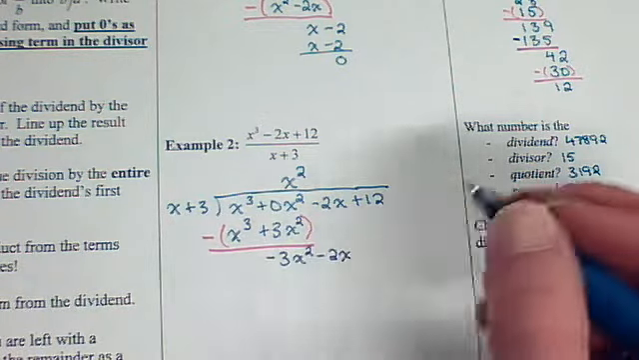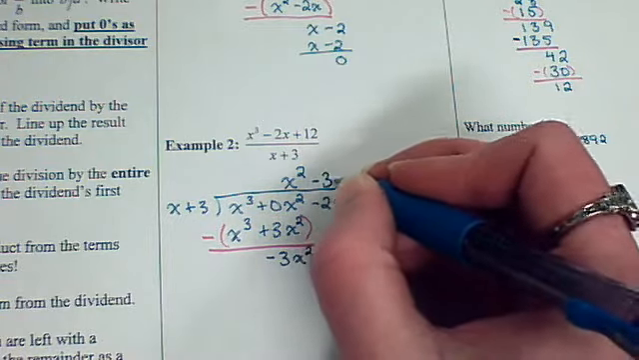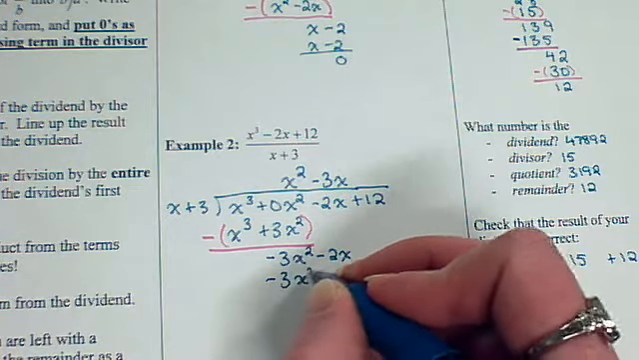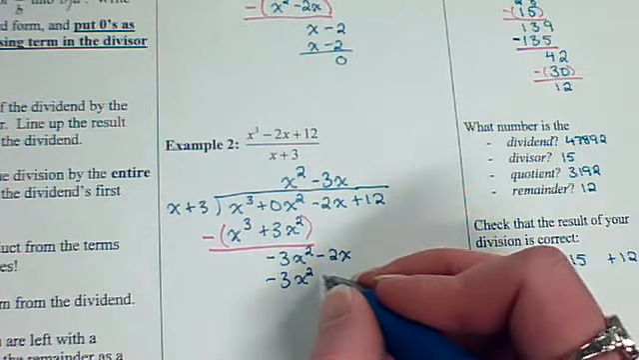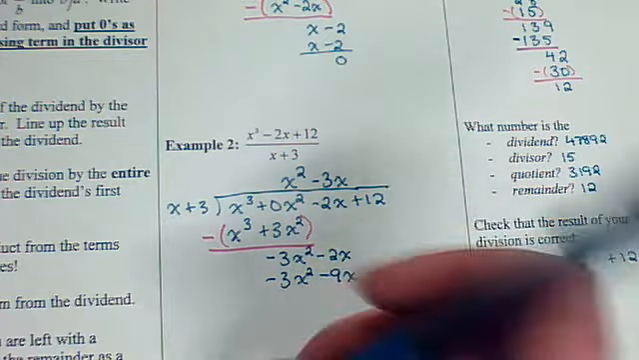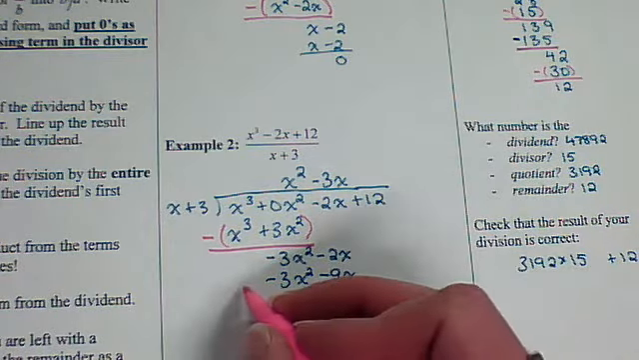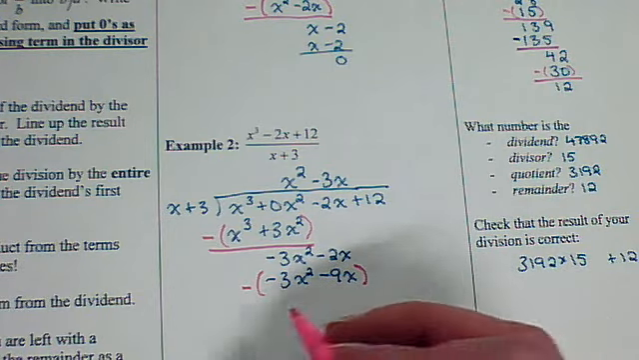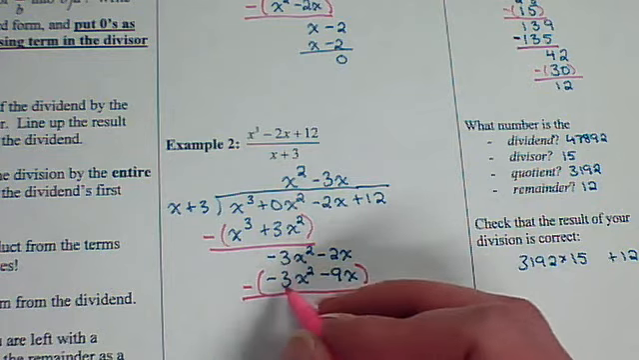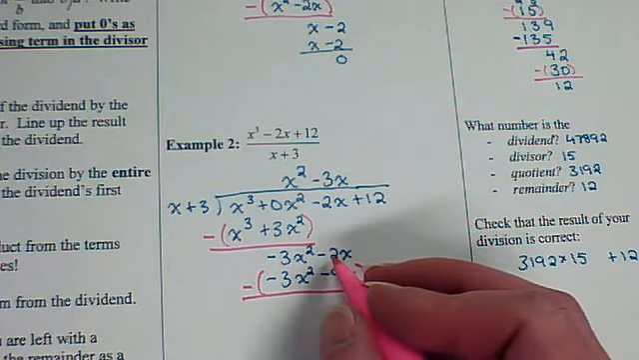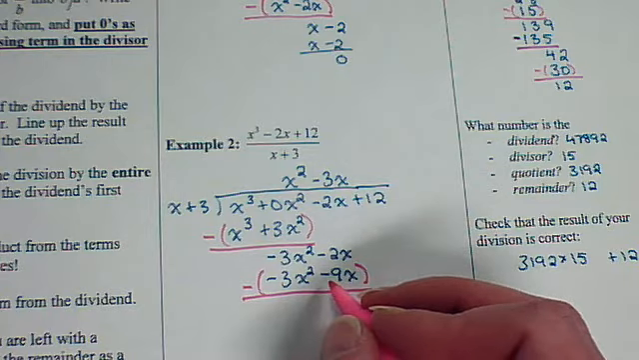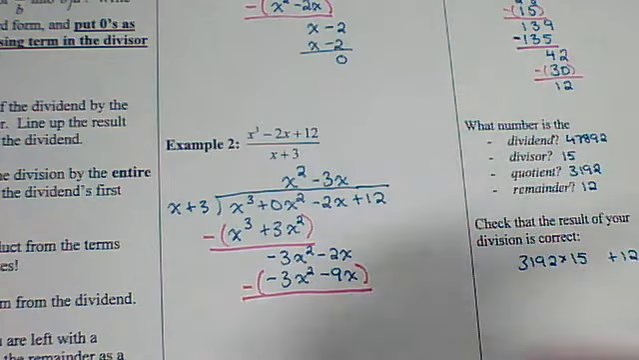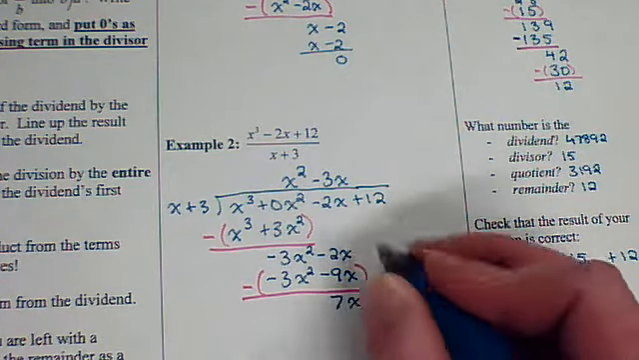X times what gives me negative 3x squared? Well, that's going to have to be a negative 3x. Negative 3x times x is negative 3x squared. Negative 3x times 3 is negative 9x. Now we're going to subtract. So here's one of those times where if you have trouble, go ahead and distribute that negative through. Because negative 3 minus a negative 3 goes away. Negative 2 minus a negative 9, when you subtract a negative, it becomes positive. So negative 2 plus 9 would be 7x. Bring down the next term.